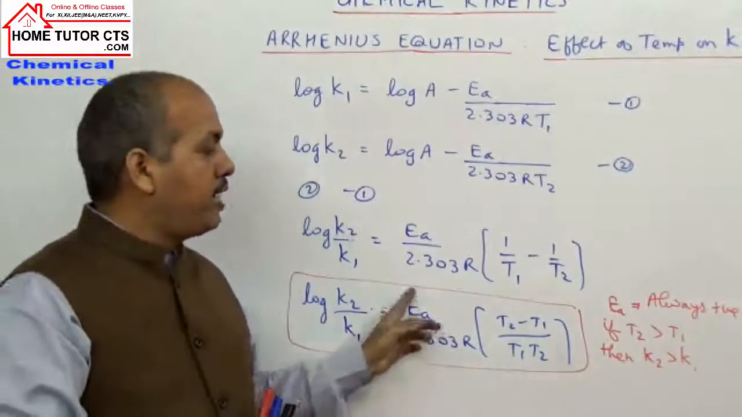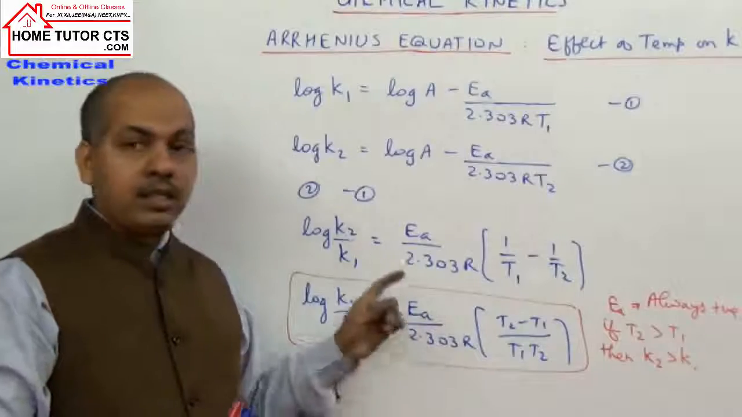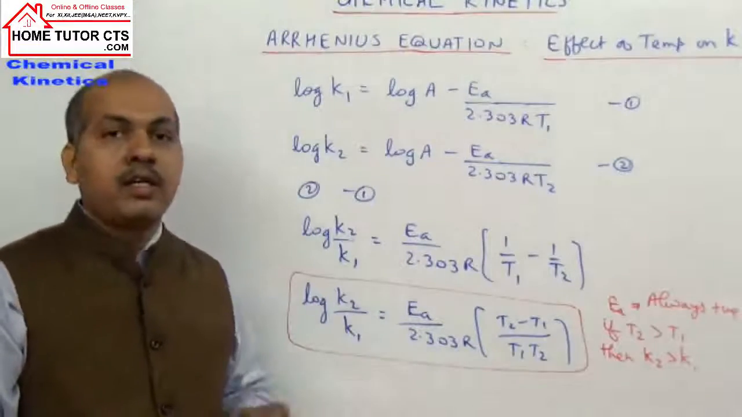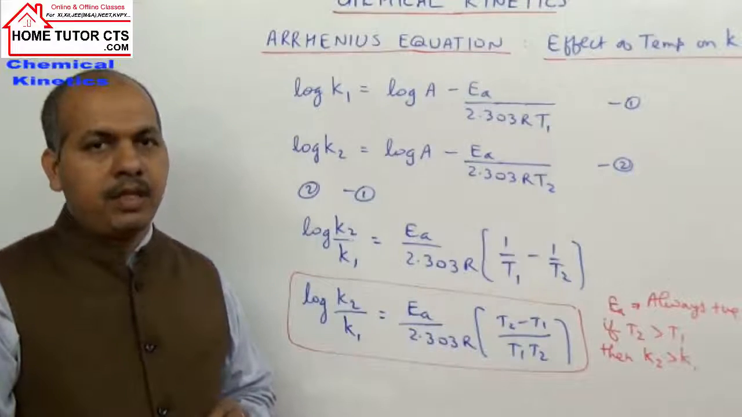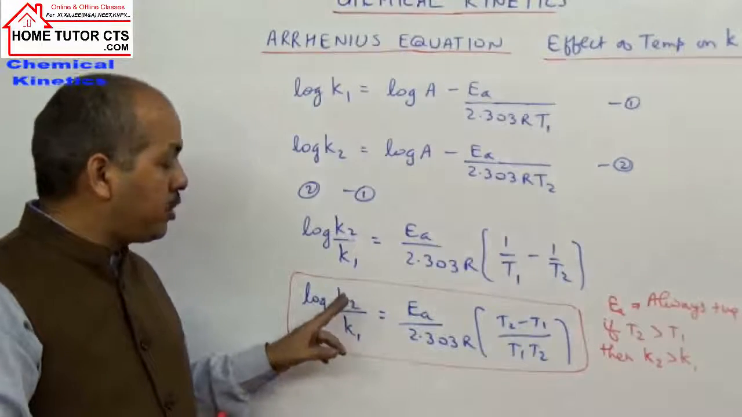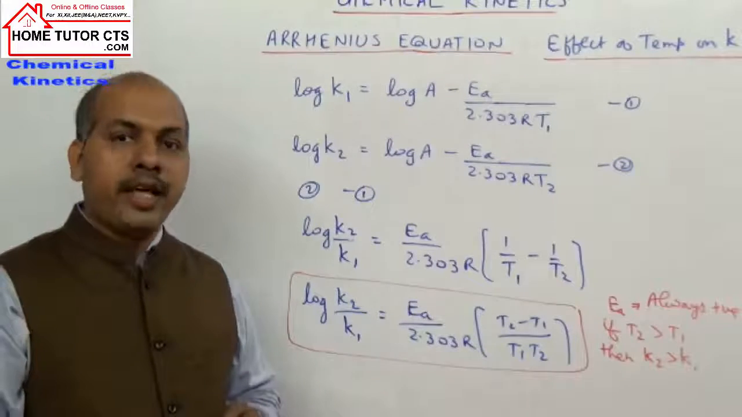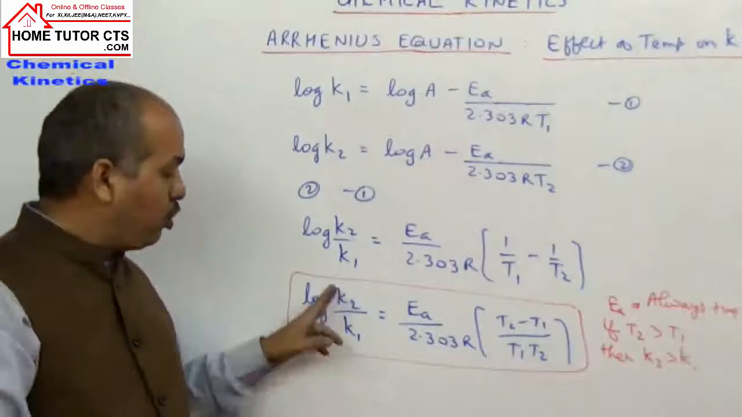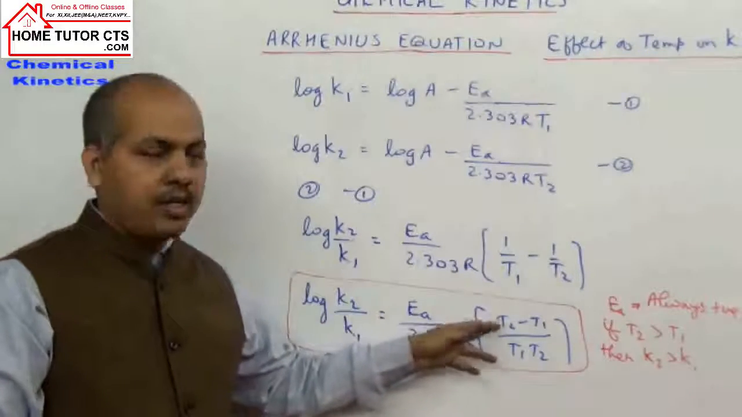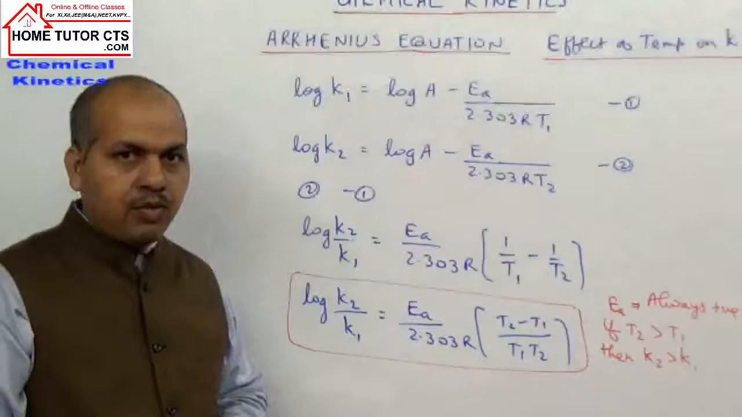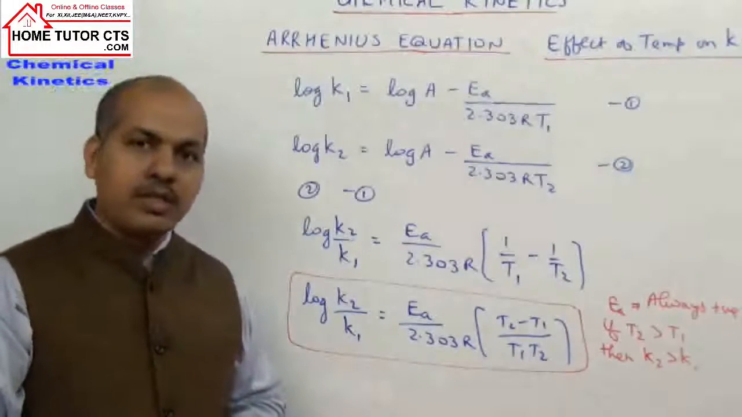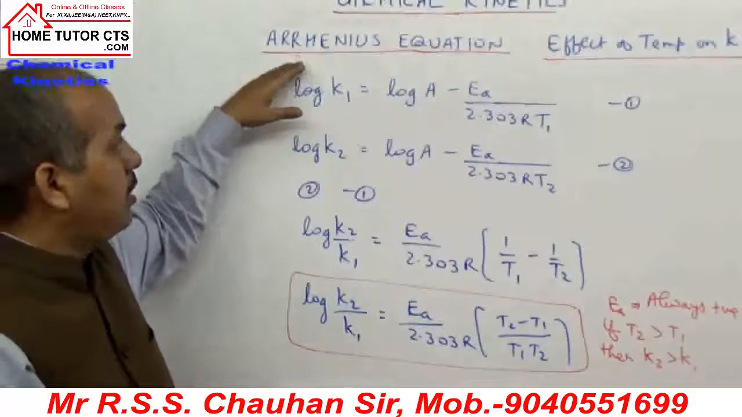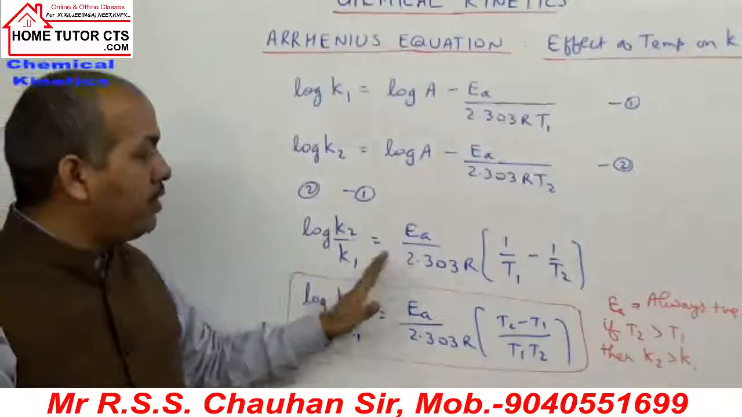So what happens with rising temperature? There is an increase in the reaction rate constant. Rate constant increase means rate of reaction increases. If the reaction rate constant increases, then the rate of reaction will also increase. I hope you are getting this point. With rising temperature, the rate constant increases. When K increases, the rate of reaction will also increase. Okay. That is how we can explain the effect of temperature on the reaction.